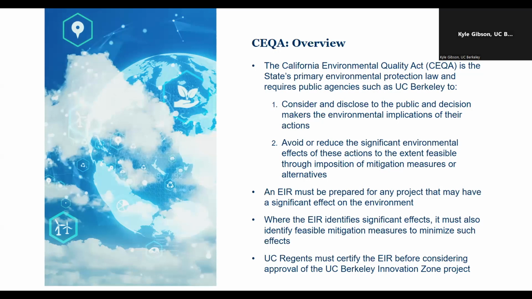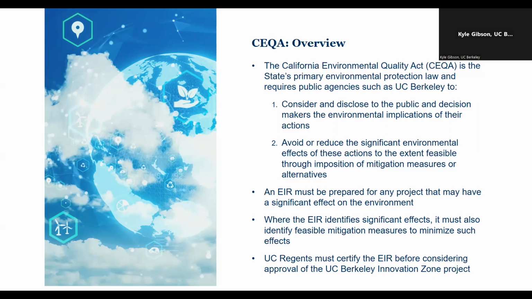The purpose of CEQA is to consider and disclose to the public and decision makers the environmental implications of their actions, to increase public understanding of and participation in the environmental review process, and to identify ways to avoid or reduce the potential significant environmental effects of these actions to the extent feasible through imposition of mitigation measures or project alternatives. Lead agencies must prepare an EIR for any project that may have a significant effect on the environment. And where the EIR identifies significant effects, they must also identify feasible mitigation measures to mitigate such effects.